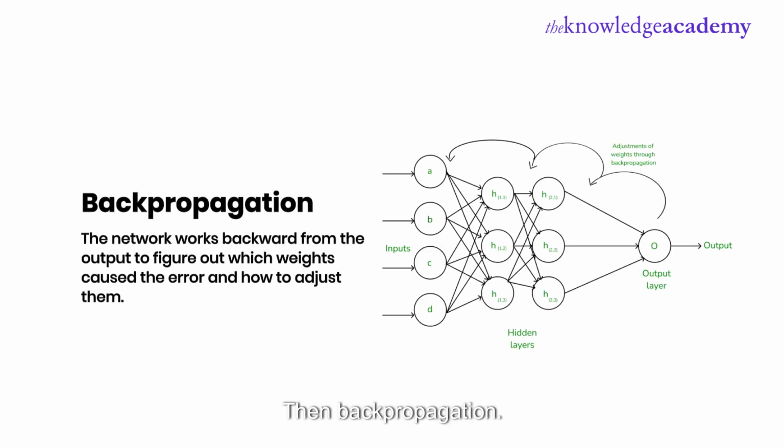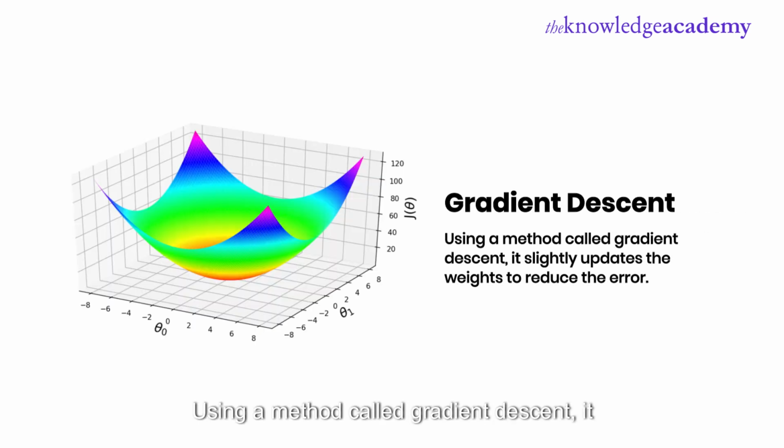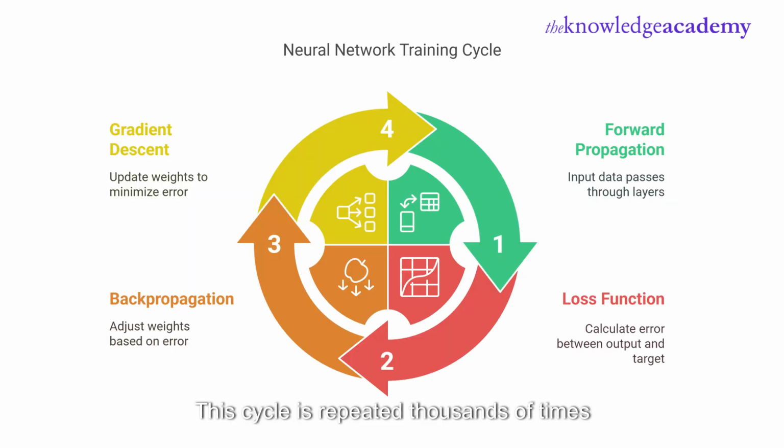Then backpropagation. In this step, the network works backward from the output to figure out which weights caused the error and how to adjust them. Then comes gradient descent. Using a method called gradient descent, it slightly updates the weights to reduce the error. This cycle is repeated thousands of times until the network makes very accurate predictions.